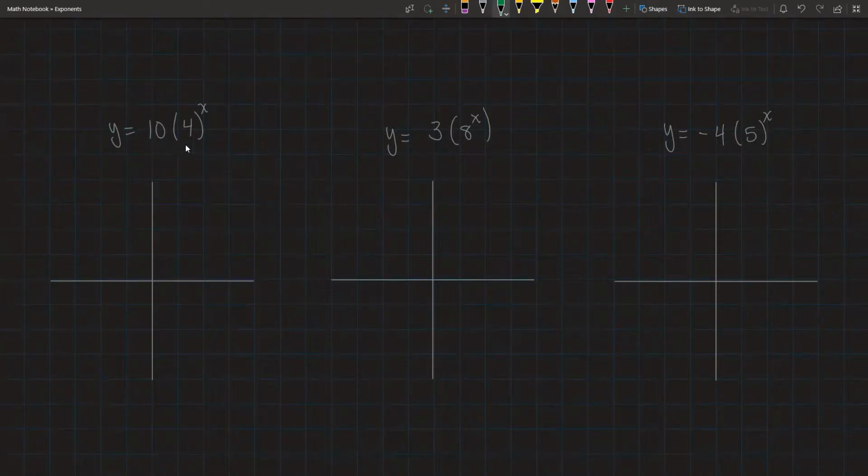So we still think 10 times 4 to the something. Ignore the 10. What's the y-intercept of 4 to the something? It is 0, 1, but now it's 10 times larger. So we're going to say, all right, this is 0, 10. Not drawn to scale, but we can label that point as 0, 10.